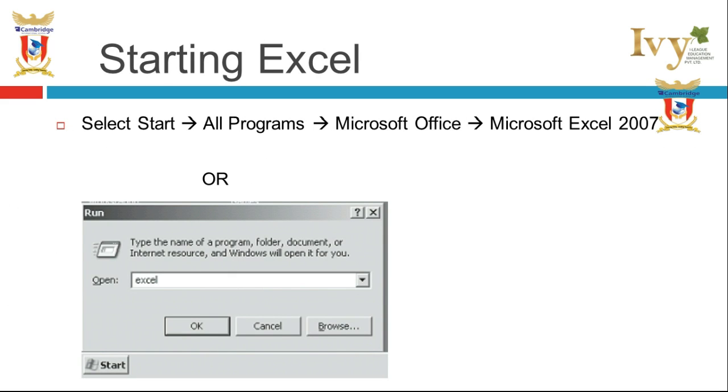So next we will discuss how to start Excel. To start Excel, click on the Start button, All Programs, Microsoft Office, then Microsoft Office Excel 2007. This is the menu-oriented approach to open Excel. Or you can also type Excel in the Run dialog by pressing Windows plus R, and then this dialog will open, and you have to type Excel and press OK, then it will open Excel.